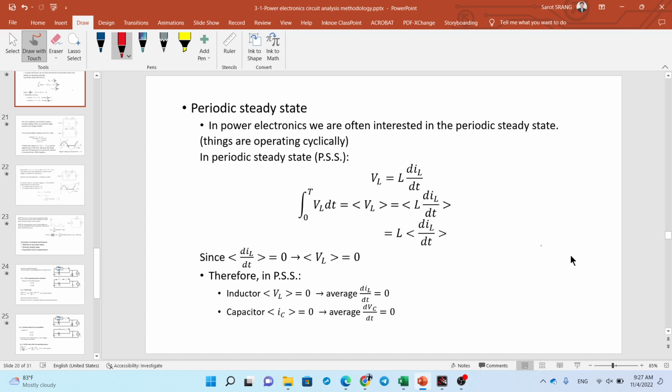Today I continue to the next part on analysis method, and this part is called periodic steady state. So first you need to understand the steady state term and also then the periodic. What does this mean?